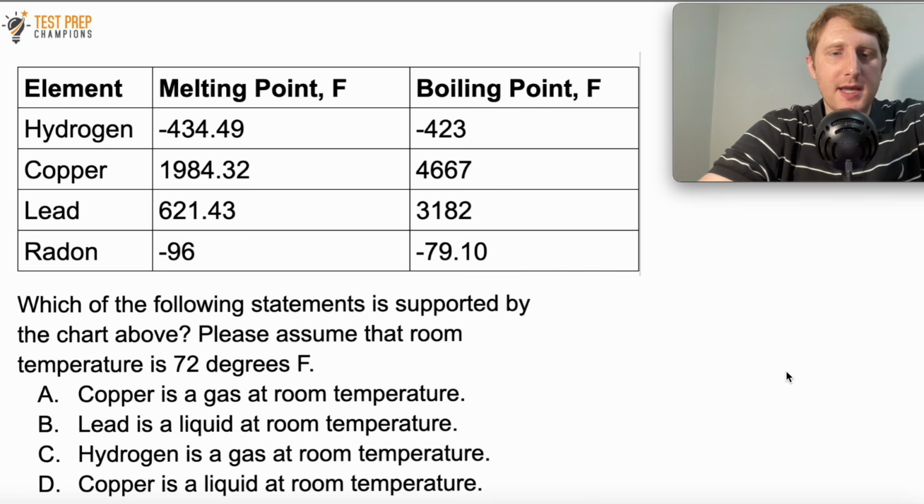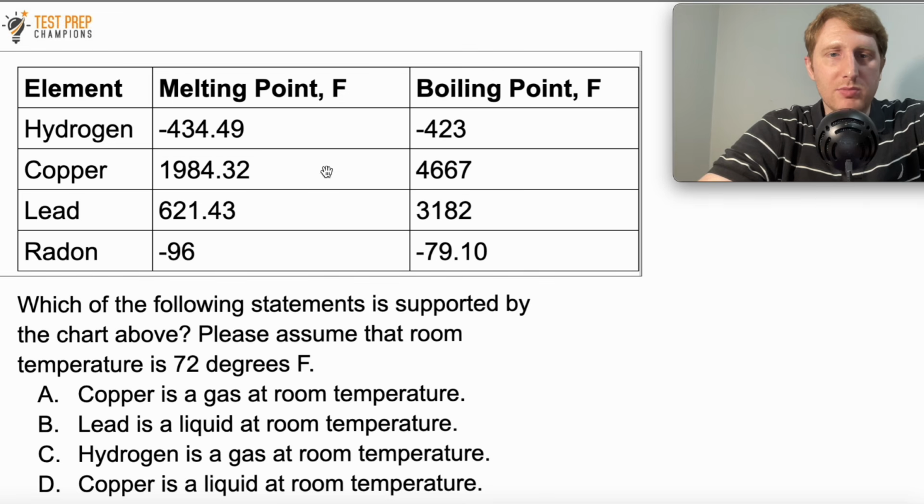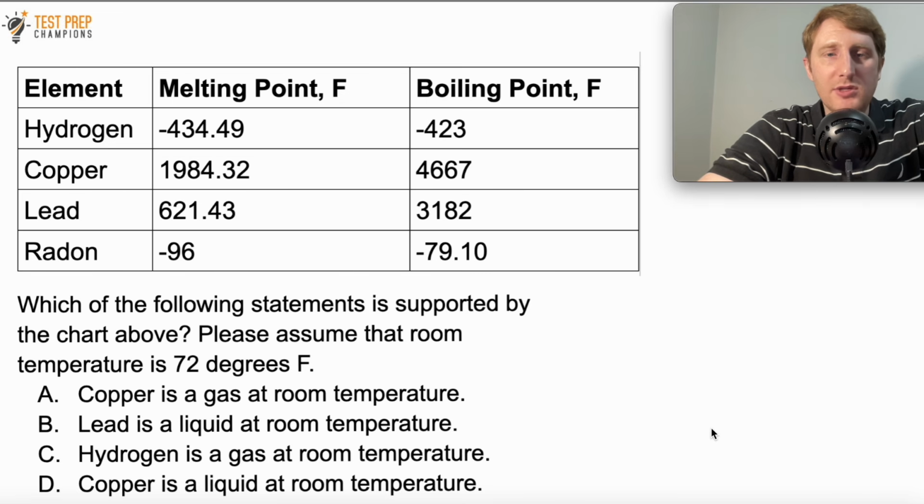Which of the following statements is supported by the chart above? Please assume that room temperature is 72 degrees F. I just used F as an abbreviation for Fahrenheit. We see here we've got elements, melting points, and boiling points. Let me give you a chance now, if you'd like to pause the video, try to figure this out, take all the time you need. If you have any trouble with this at all, absolutely no worries, because we're just practicing for right now and we're just going to go over it. So I'll give you a chance to try this now if you'd like to.